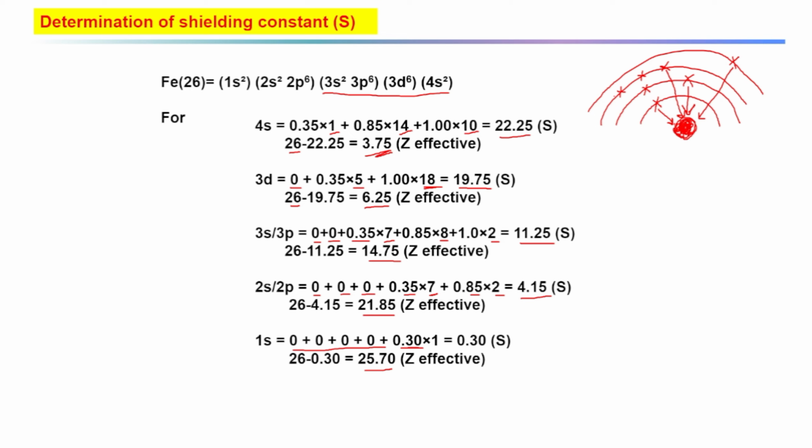So this tells that in an atom, differently positioned electrons will feel different effective nuclear charge, and depending upon their effective nuclear charge, they will feel more or less attraction towards the nucleus. Fine.